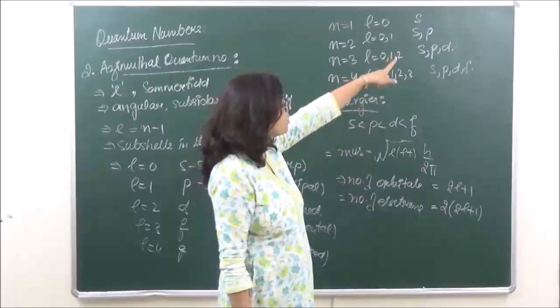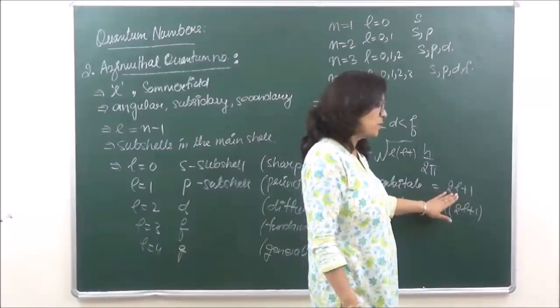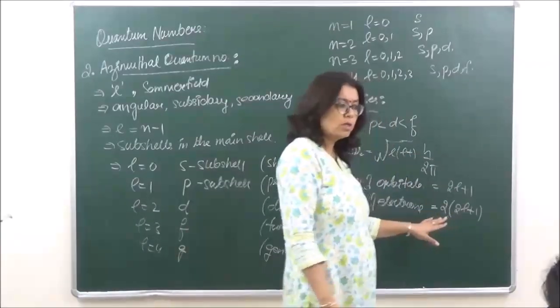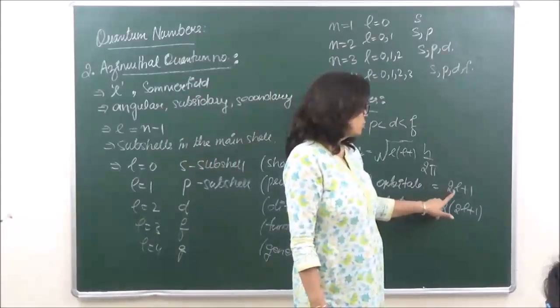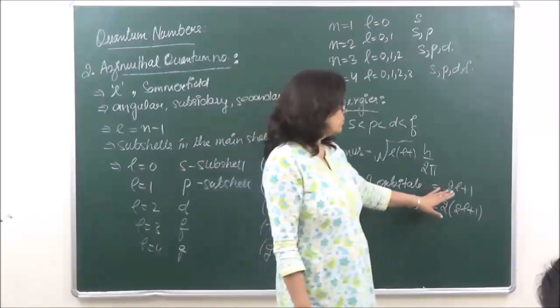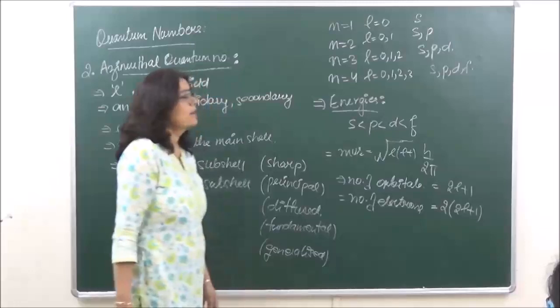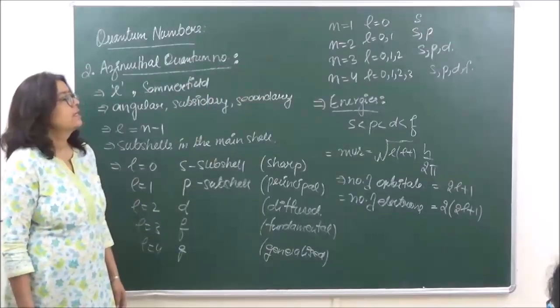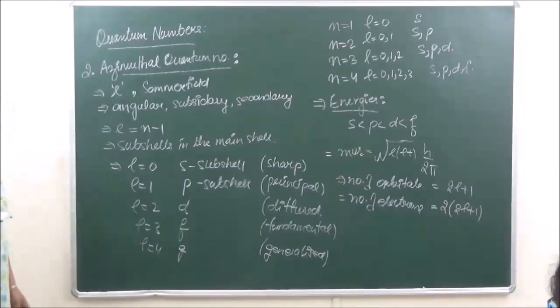If we want to calculate the number of orbitals in P, for P, the value of L is equal to 1. So 2 into 1 plus 1, that is equal to 3. If you want to calculate the number of orbitals in D, then that will become equal to 2 into 2 plus 1, that is equal to 5. And in F, 2 into 3 plus 1, that is equal to 7. So therefore, S has only one orbital, P will have 3 orbitals, D will have 5 orbitals, and F are going to have how many? 7 orbitals. Okay, then the third quantum number which we are going to do is the magnetic quantum number.